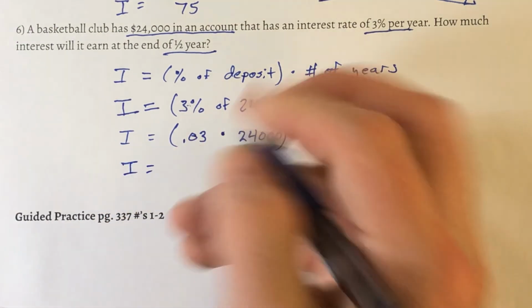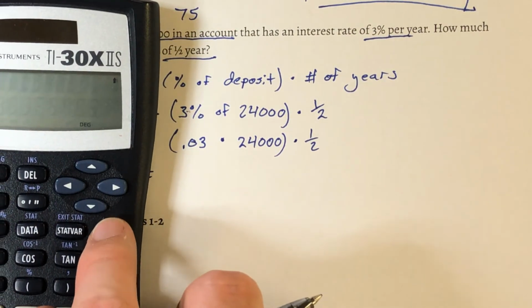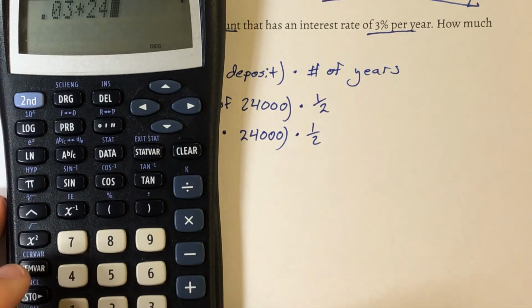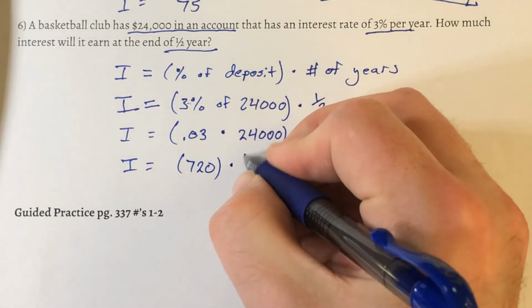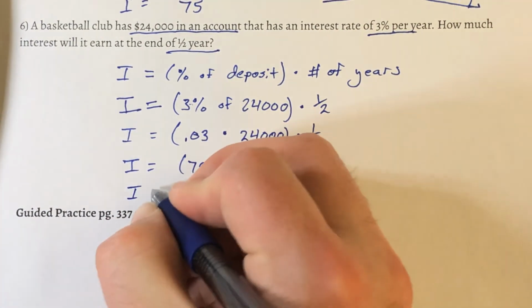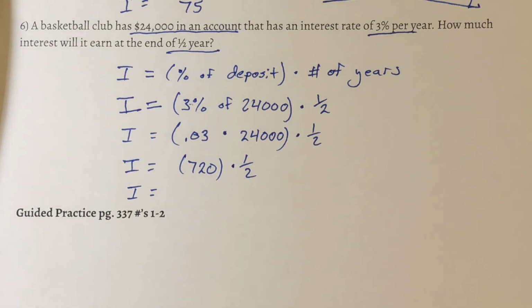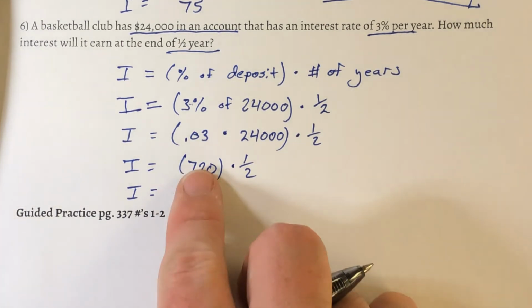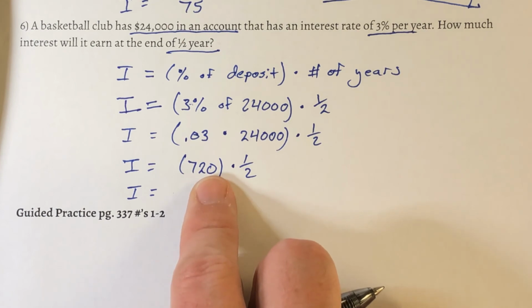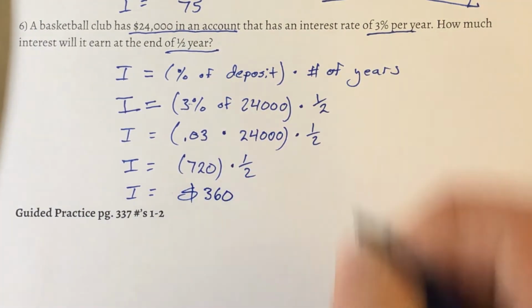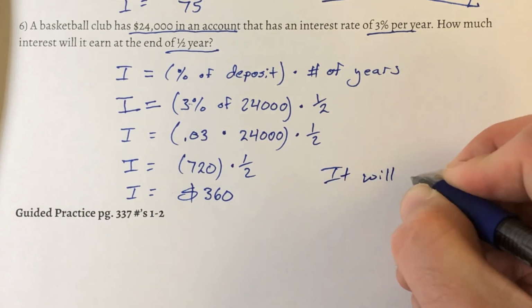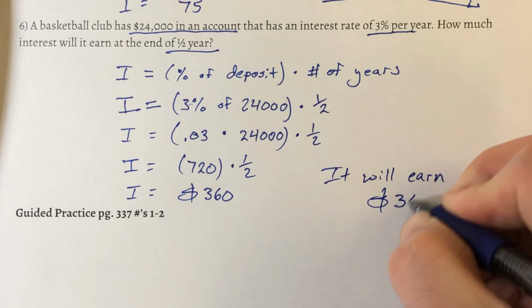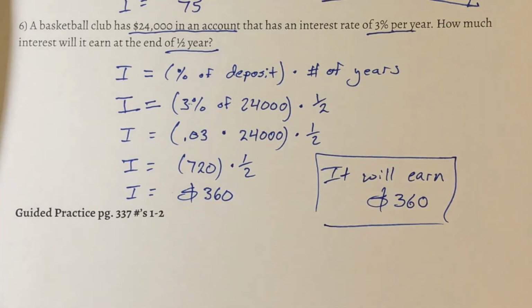Now we can calculate. Parentheses first, so 3% of $24,000, so 0.03 times 24,000, we get 720. And again, it's only staying in there half a year. Last step, interest equals 720 times a half. In other words, I want half of 720 because it's not staying in there for a full year, only half. So half of 700 is going to be 350. Half of 20 is 10, so we get $360. So how much interest will it earn at the end of half a year? It will earn $360 at the end of half a year.